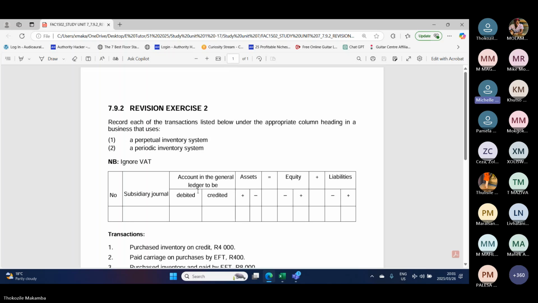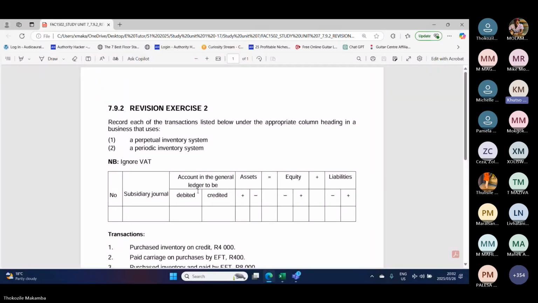I just wanted to ask regarding the inventory account. When it's the periodic one, it's an expense, and if it's perpetual, then it's an asset. Is it like that? That's exactly right. Okay, thank you.